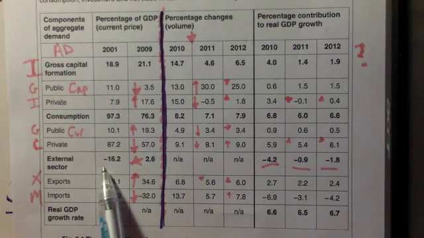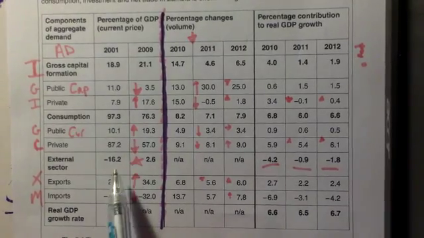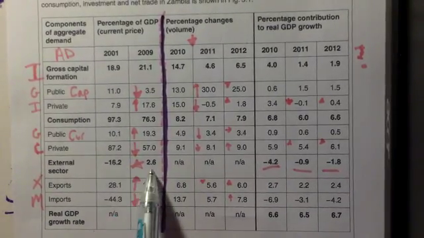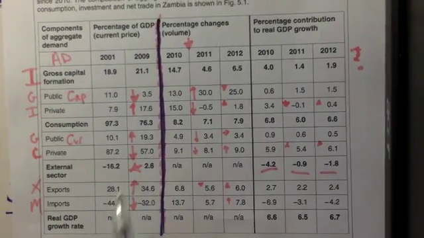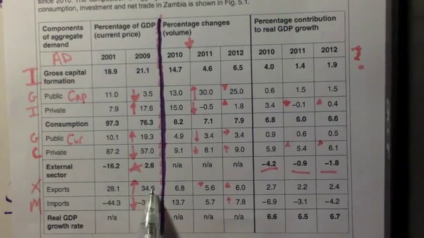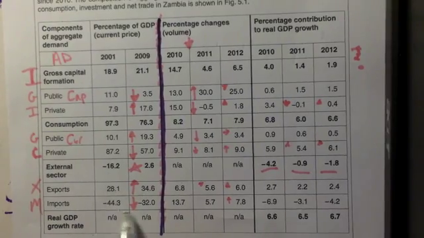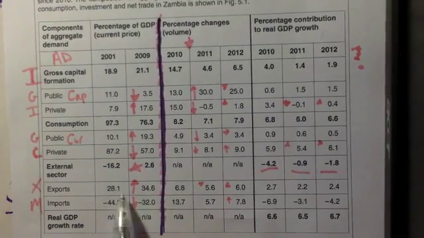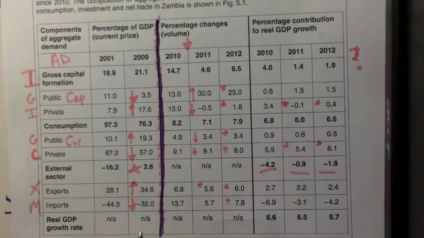Within the external sector, it goes from being a drag on economic growth or aggregate demand of negative 16.2 to a positive. So it's going from a trade deficit to a trade surplus in 2009. The big reason for this is the increase in the value of exports, but the bigger reason is there's an even bigger fall in imports. So whereas there's a positive in exports, the bigger fall in imports has cancelled it out.